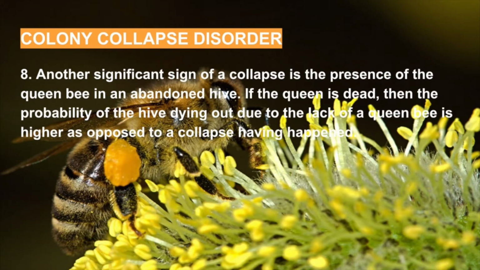Number 8. Another significant sign of a collapse is the presence of the queen bee in an abandoned hive. If the queen bee is dead, then the probability of the hive dying out due to the lack of a queen bee is higher as opposed to a collapse having happened.